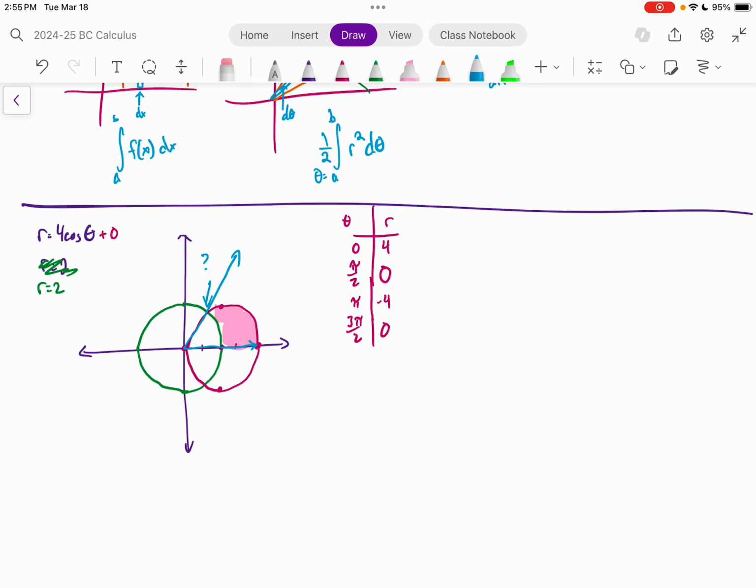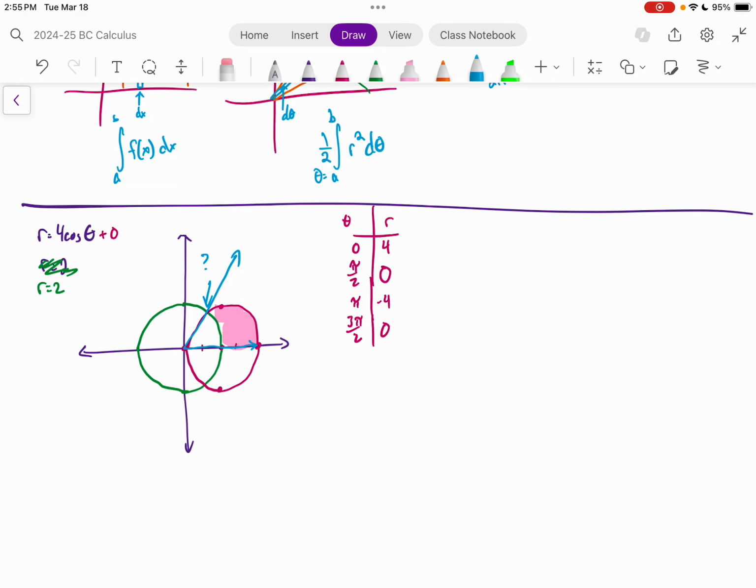Where do 4 cosine theta and 2 intersect? That's a good thing to sort of try to puzzle over. So why don't you pause me and think about where that is?